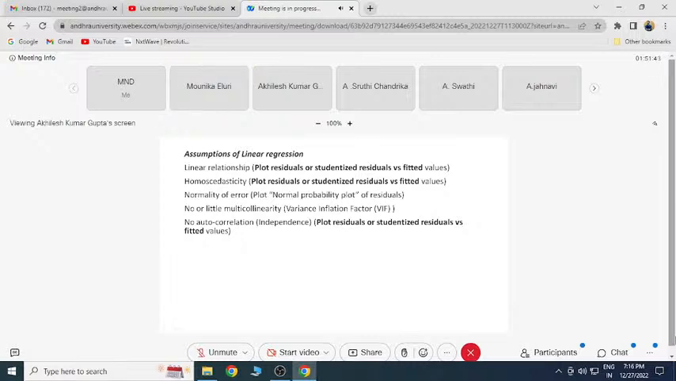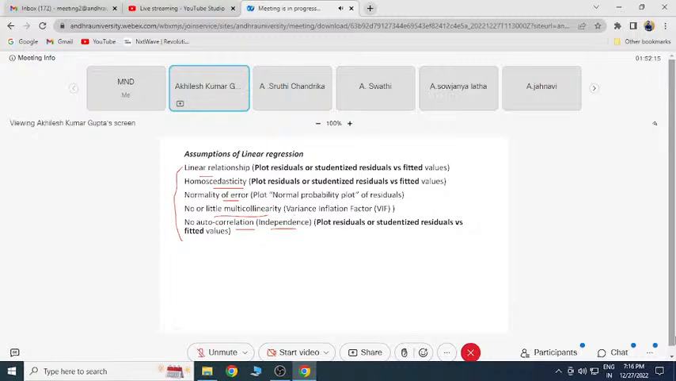Then there are some assumptions of linear regression. In linear regression, as well as in ANOVA, we have similar types of assumptions: linear relationship, homoscedasticity, normality of error, multicollinearity, and autocorrelation, independence of observations. So we can check them by plots as well as some formal tests, but the most common way to check the assumptions is by plotting.